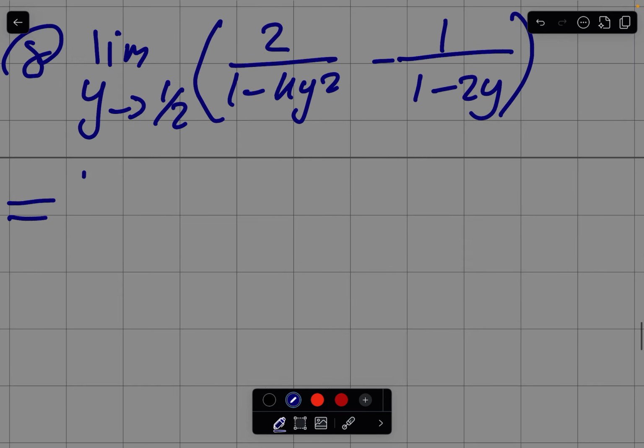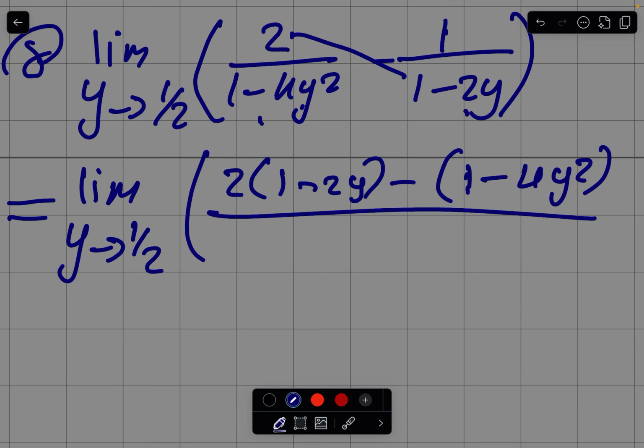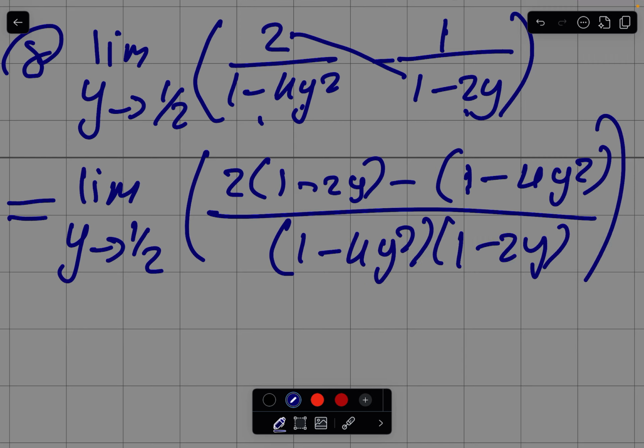You're going to have equal sign, the limit as y approaches 1 over 2. Therefore here you're going to substitute. When you substitute, you're going to get undefined. Therefore it means you have to do LCD. This one multiplied by that one, you have 2 into 1 minus 2y, minus this one multiplied by this one, which is 1 minus 4y squared, all divided by this one multiplied by this one. We have 1 minus 4y squared into 1 minus 2y. Understand?